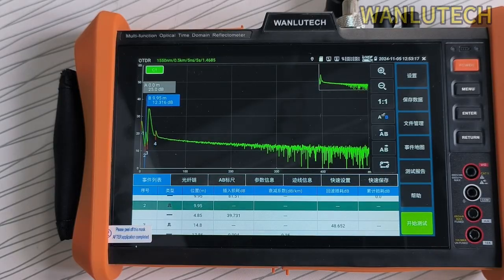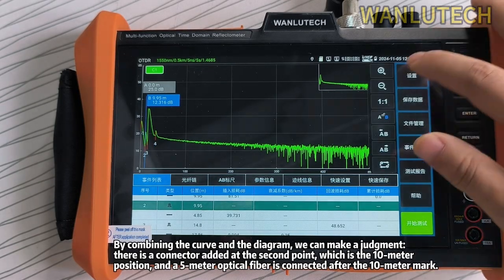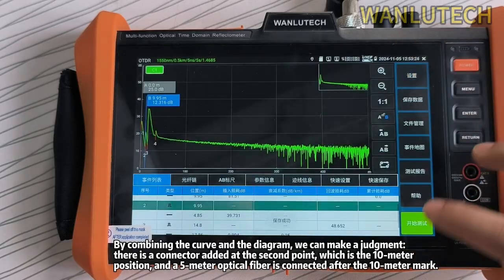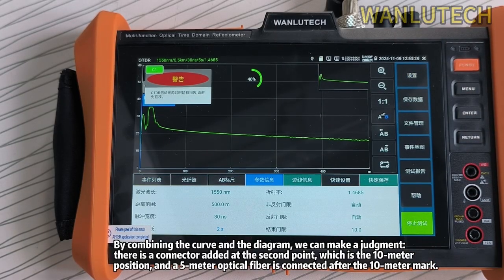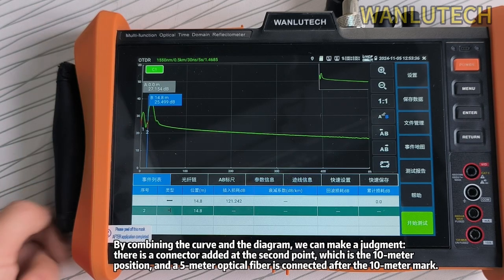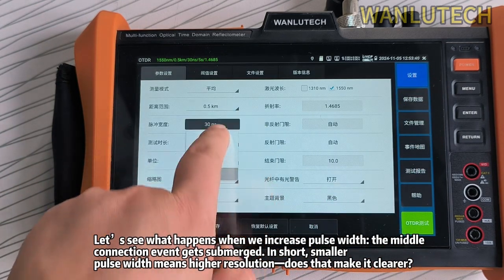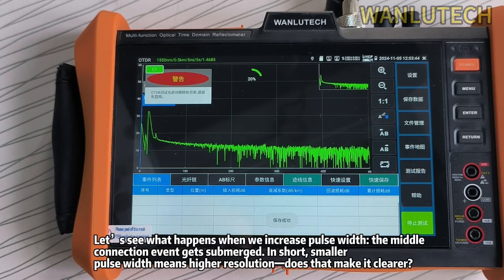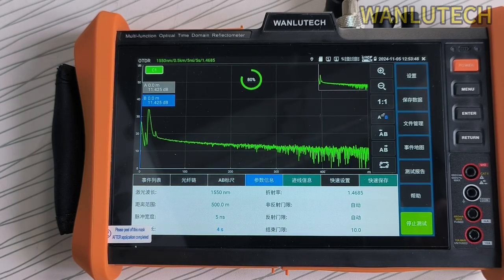By combining the curve and the diagram, we can make a judgment. There is a connector added at the second point, which is the 10-meter position, and a 5-meter optical fiber is connected after the 10-meter. Let's see what happens when we increase pulse width. The middle connection event gets submerged. In short, smaller pulse width means higher resolution. Does that make it clearer?